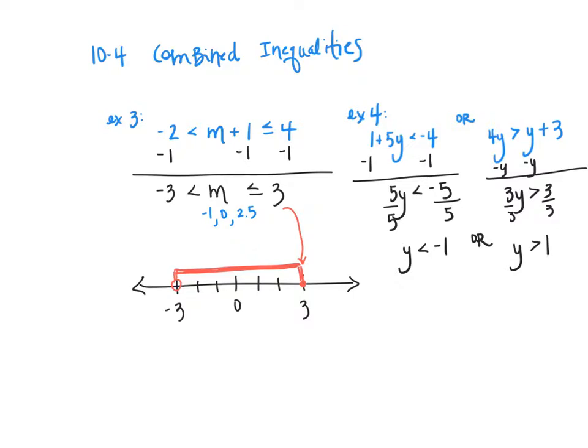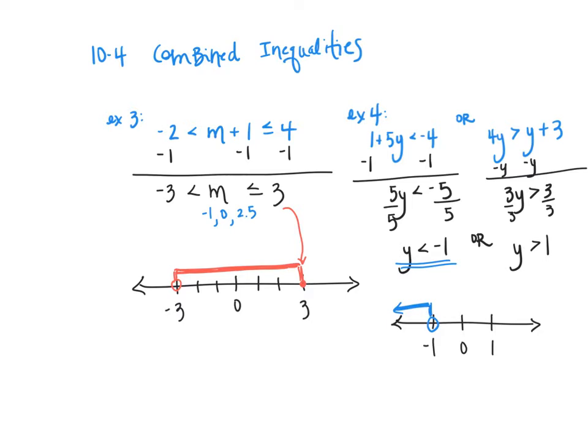So then when I go to graph, remember with an OR graph, it just has to be a solution in one or the other. With AND graphs, it needs to be in both. So let's look at what this would look like. Looking at y is less than -1, I would have an open circle, and then the solutions that would work would be like -5, -4, -3, and so on.